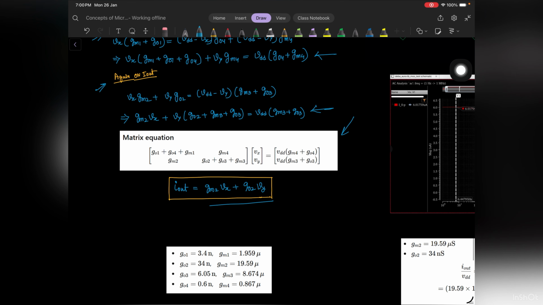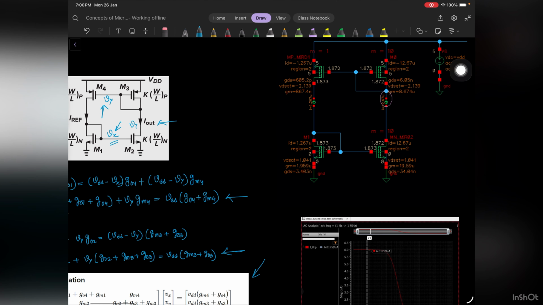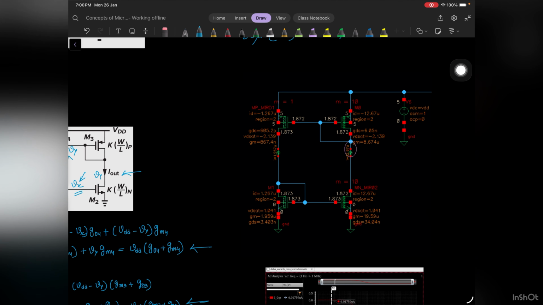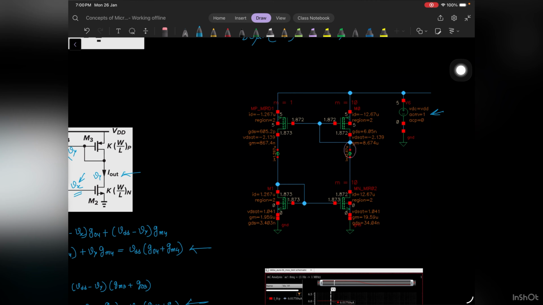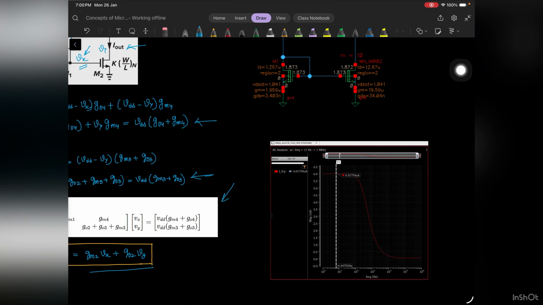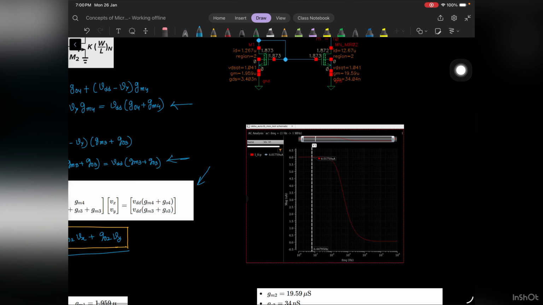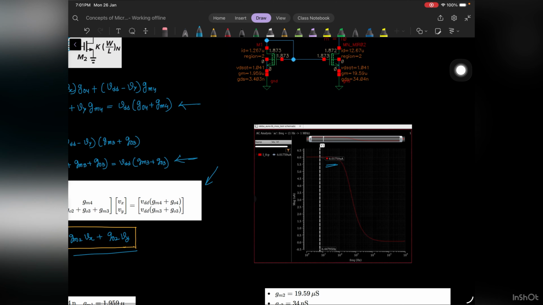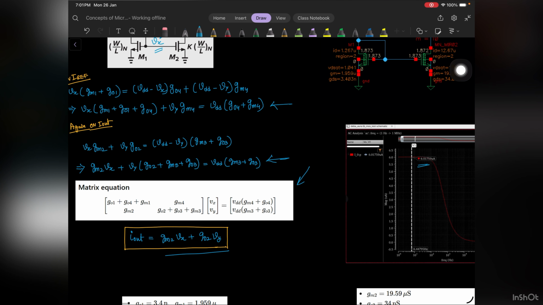So I have this circuit in Cadence. I have a small AC component in the supply voltage, and I'm trying to see the response on this node, on this current. This is the plot that I'm getting, around 6.01, and now let's see from the calculation what we can get.